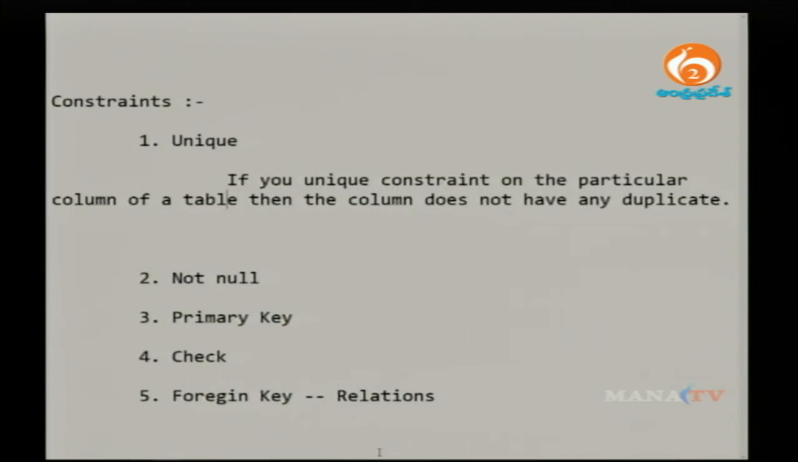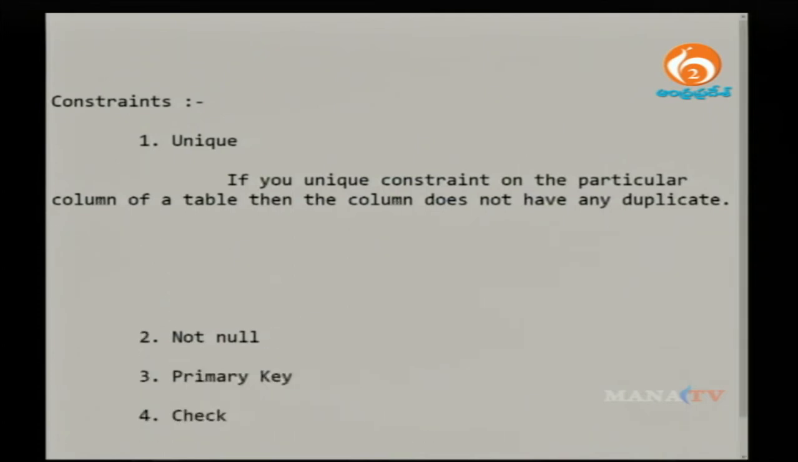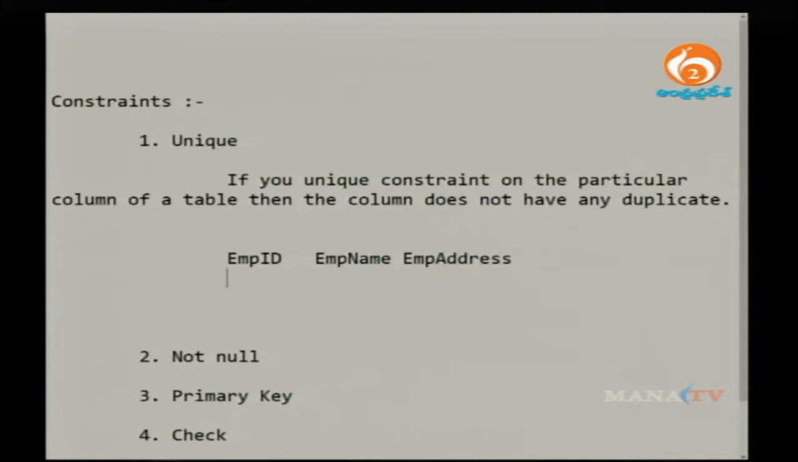Now, let me explain it very clearly. For example, imagine that this is your employee ID column, this is your employee name column, and this is your employee address column. For example, I have an employee 101, the employee name is some XYZ, and the employee address is, say, Hyderabad.